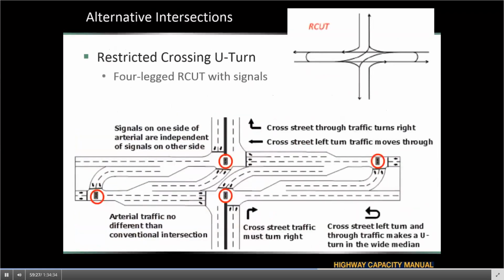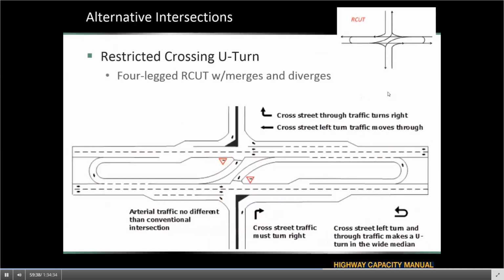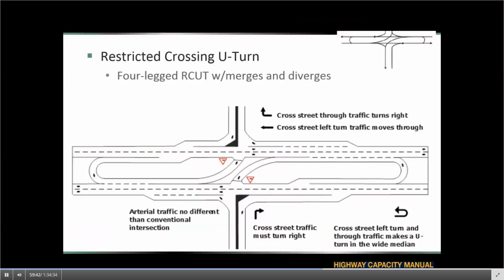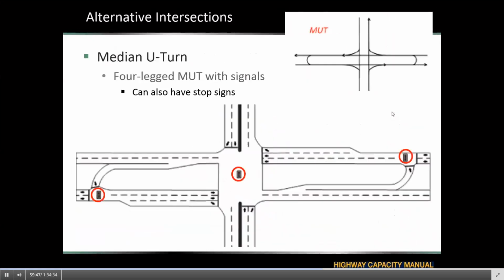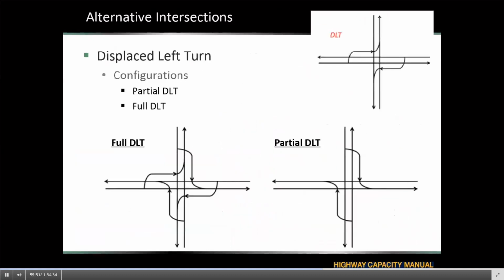The RCUT, restricted crossing U-turn, also known as a superstreet in some states, can be with signals. So there's a signalized RCUT here, or an unsignalized RCUT with just yield-controlled movement and a two-sided weaving maneuver to get to the U-turn base. The median U-turn, or Michigan left, as well as the displaced left turn or continuous flow intersection, both in the full and partial configuration, are now all integrated into the HCM.